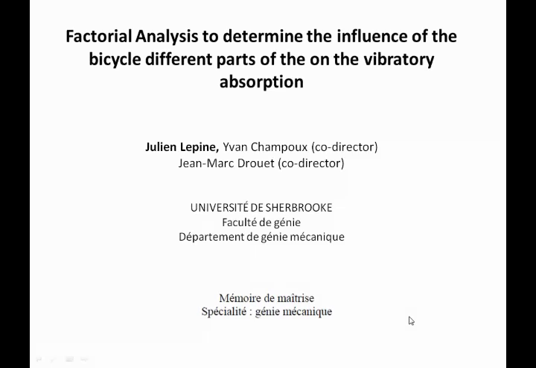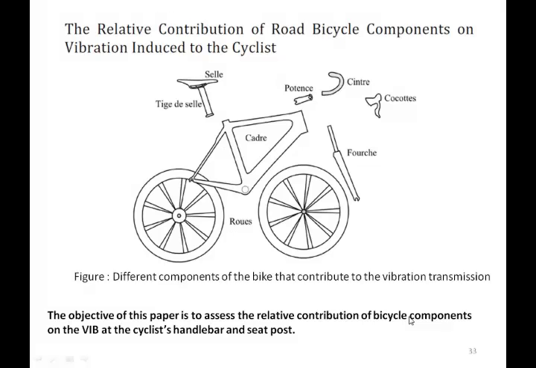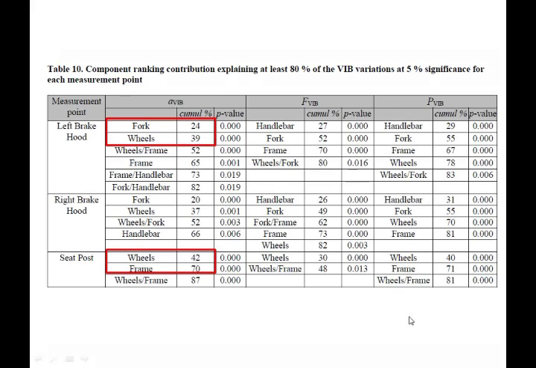In another study, Lepine et al. have determined the influence of the different parts of the bicycle on the vibration absorption and thus on the comfort of the cyclist. The objective of their paper is to assess the relative contribution of the bicycle components to the vibration induced in the handlebar and the seat post. Their results indicated that for the hands, the component that has the highest influence is the fork at 24% and the wheels at 15%. Concerning the seat post, the components that have the highest influence are the wheels at 42% and the frame at 28%. Concerning the comfort, the wheels have a significant importance.